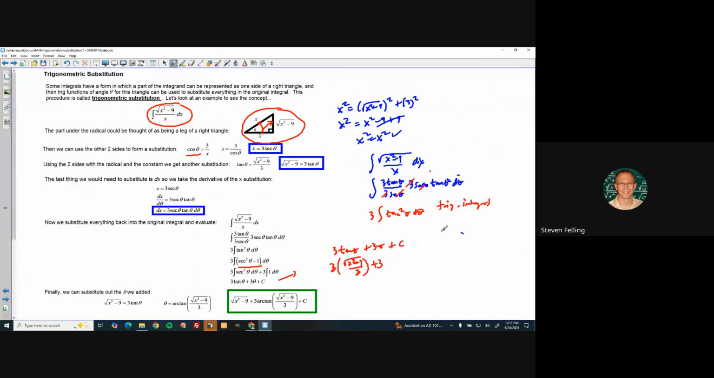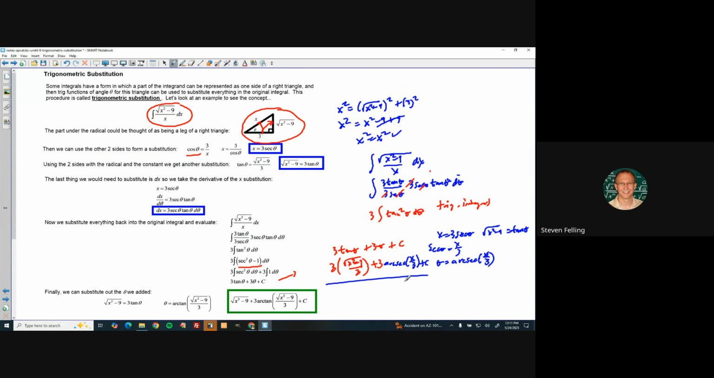We have that x is 3 secant theta. And we also have that the radical, the square root of x squared minus 9, is equal to 3 tangent of theta. So we can solve either of these 2 things for theta and plug it in here. So there's 2 actually correct answers. You could say if secant of theta is x over 3, we could say theta is the inverse secant, or arc secant, of x over 3. And we could put arc secant of x over 3 in there and add our c and we'd be done.